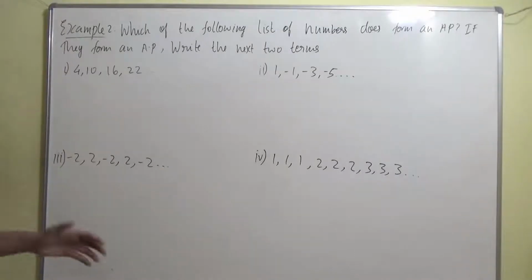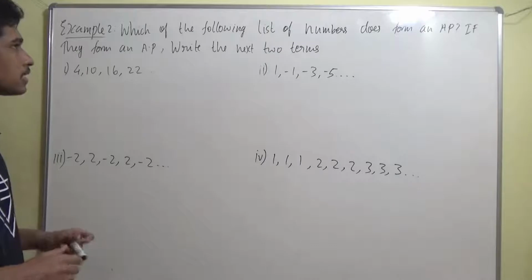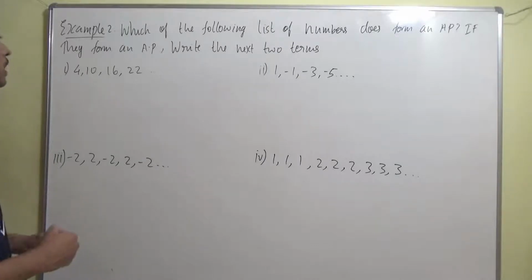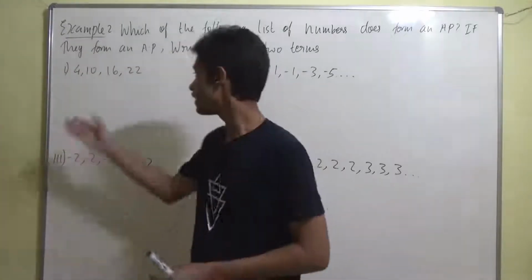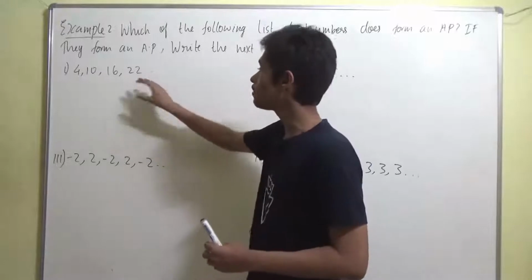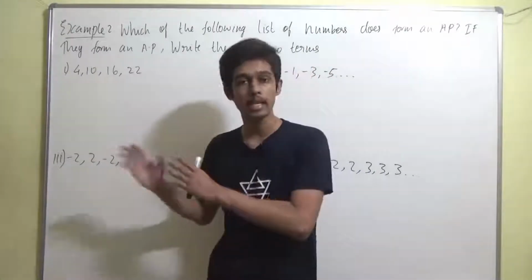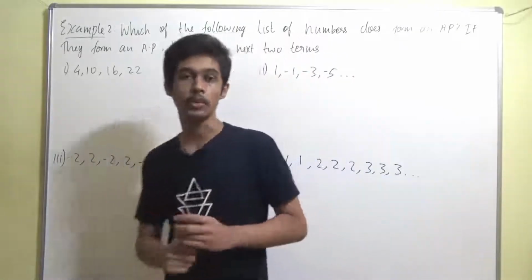Okay guys, now let's go to example number 2. Example 2 says: which of the following lists of numbers does form an AP? If they form an AP, write the next two terms. In all these 4 sub-questions, they are given as a list of numbers. They give us 4 numbers, and we first have to check if they form an AP. If it forms an AP, we have to write the next two terms in the sequence.